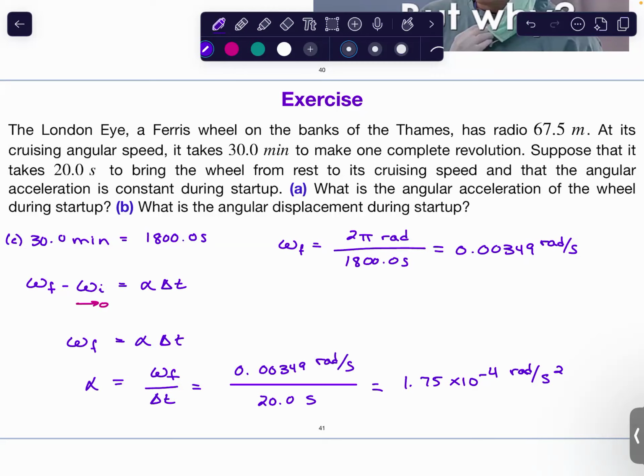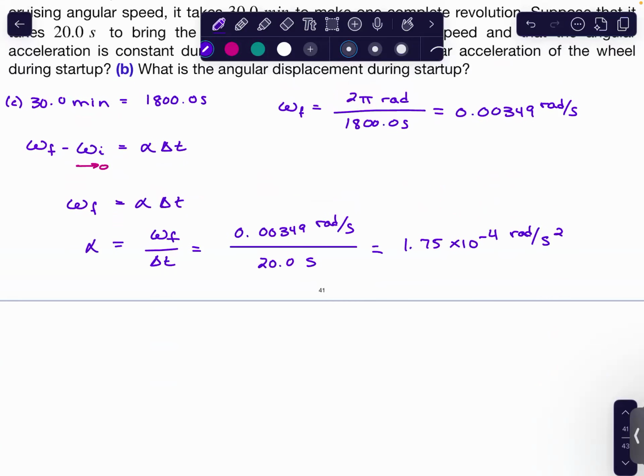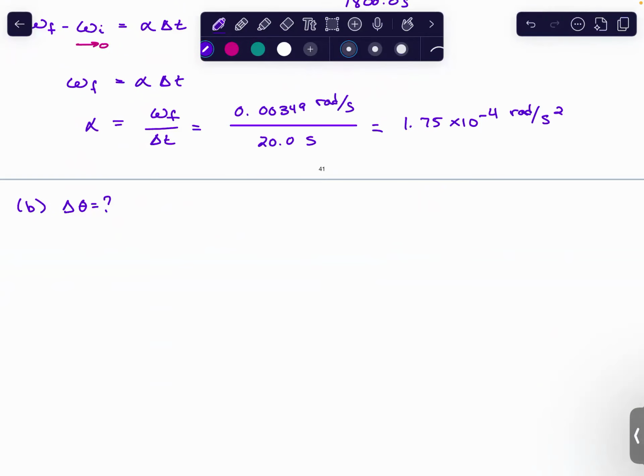So that's part A. Part B, what is the angular displacement during startup? First off, you have to ask yourself, what is angular displacement going to look like? What is its symbol? Change in S. We're after delta theta. So I look at my kinematics. You can think of your delta theta as your delta x or delta y.